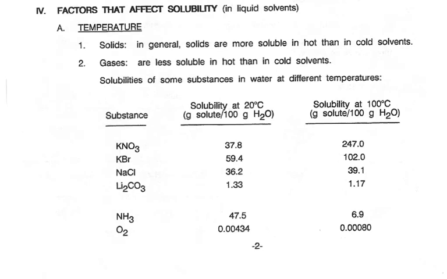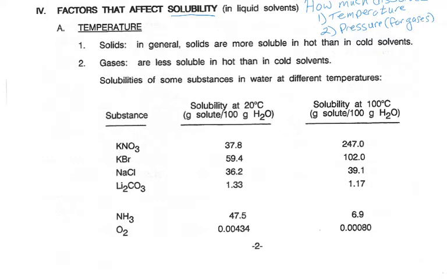Let's look at solubility. So what is solubility? Solubility is how much of a solute dissolves in a given amount of solvent. There are two major factors that affect the solubility of substances. The first is temperature, and the second is pressure. But for pressure, that is only for the gases. It does not affect solids or liquids in any way.